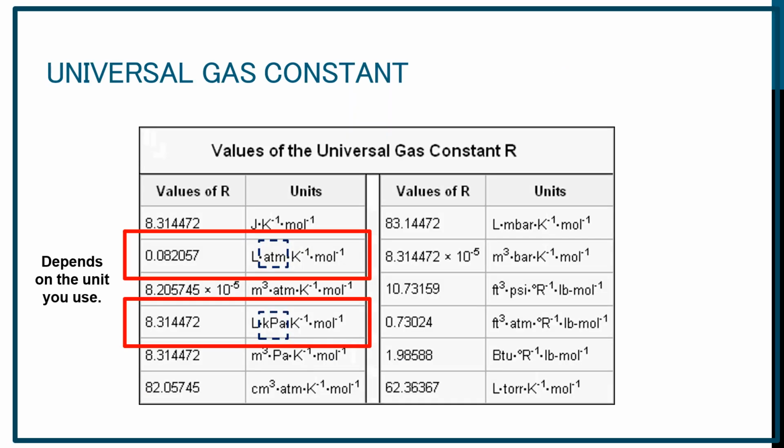Okay, this table shows the values of the universal gas constant R. The value of the gas constant depends on the unit you use. Either we use 0.082057, and the unit is liter atm per Kelvin per mole, or we use 8.314472 liter kilopascal per Kelvin per mole.